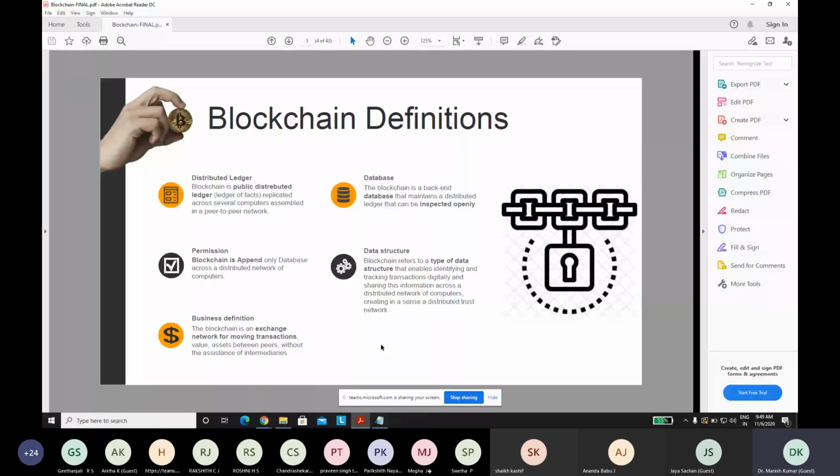What is the problem here? In soft copy, everything is exactly the same. There is no way to identify which one is original and which one is a second copy. It is like you have one doc file, you make one copy or 10 copies, all are the same. So cryptocurrency exists in the form of soft copy.